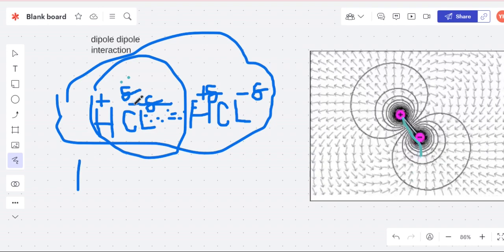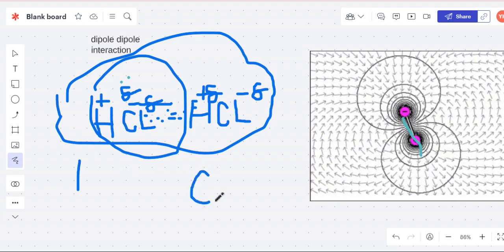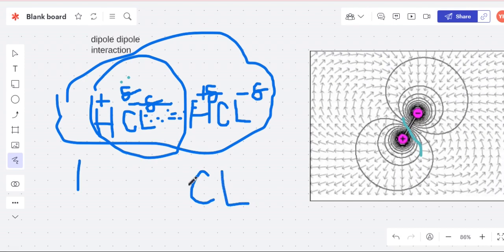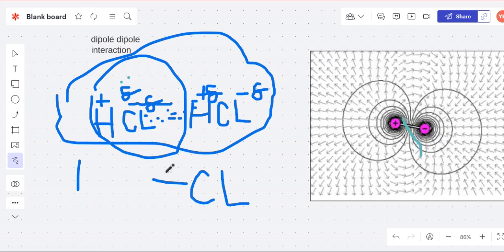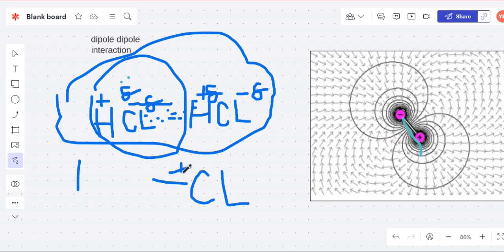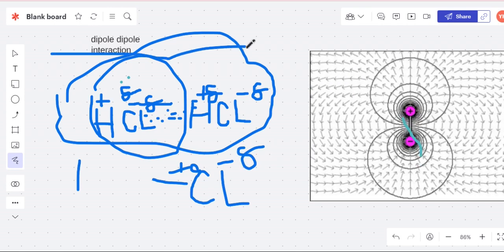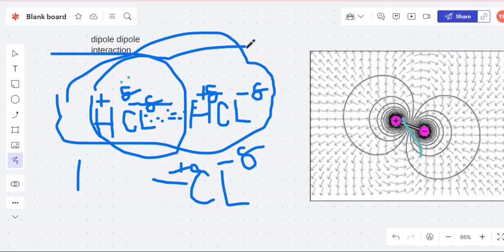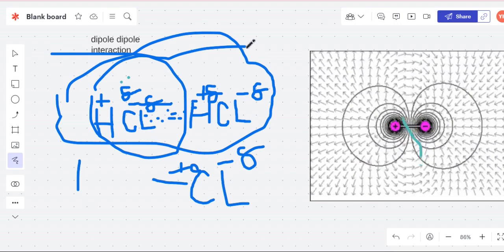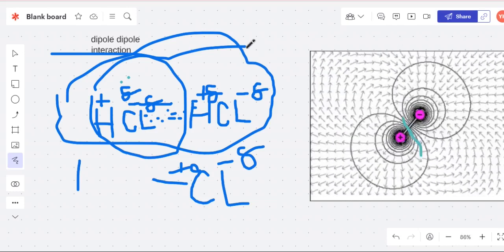However, it's partial, due to one electronegative and one electropositive element. Chlorine, we know, is the second most electronegative element. When they share electrons, this chlorine atom attracts the shared pair of electrons toward itself, so it gets a partial negative charge. So the interaction between two dipole moments is known as dipole-dipole. The dipole-dipole interaction is weak in nature, but still it happens, right?